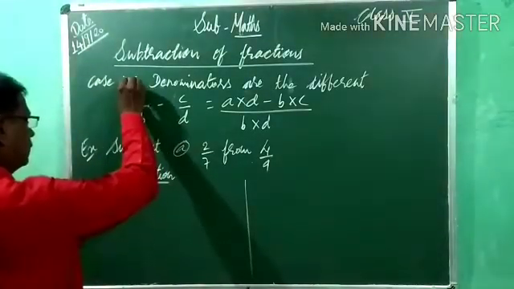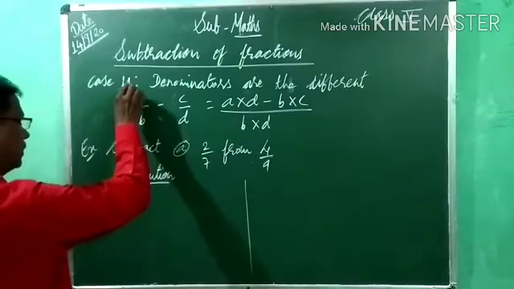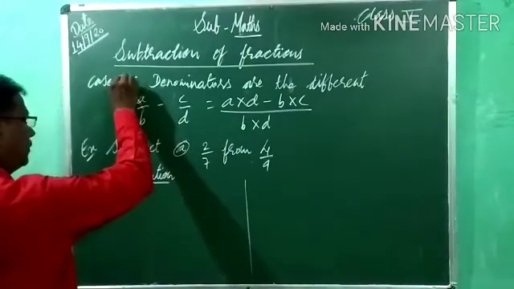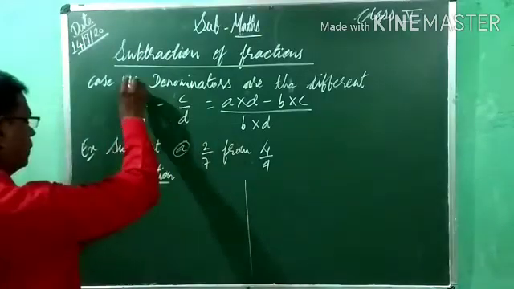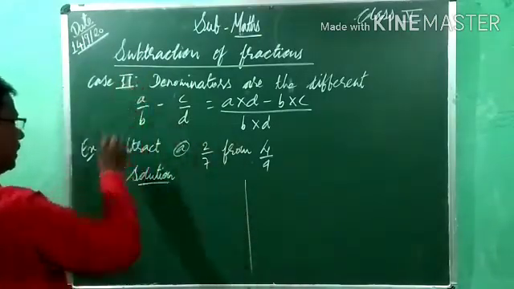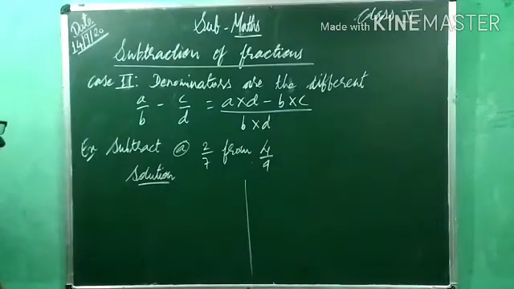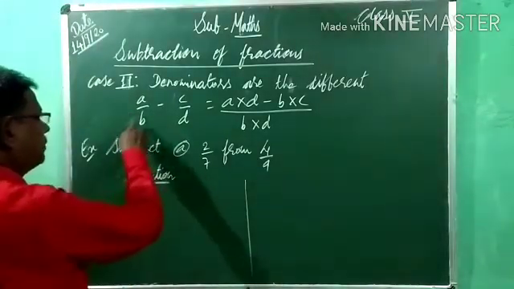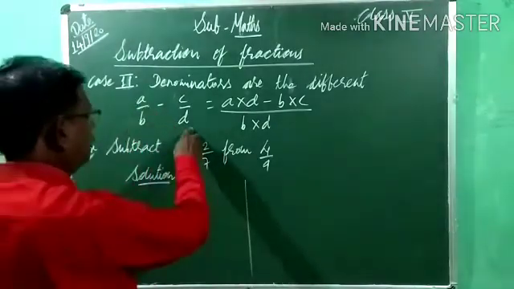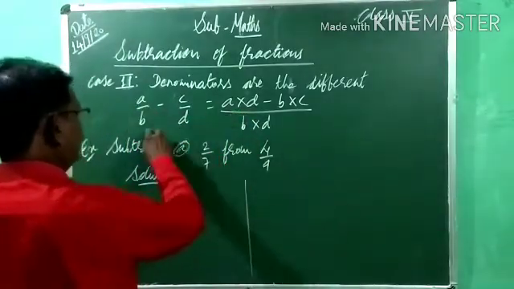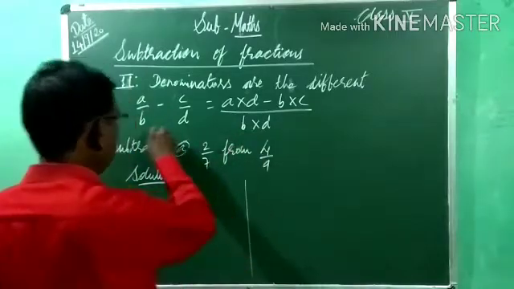Now case number 2. When the denominators are different. For example, in the fractions a by b minus c by d, the denominators are different. Just you have to do cross multiplication: (a into d minus b into c) whole divided by b into d.